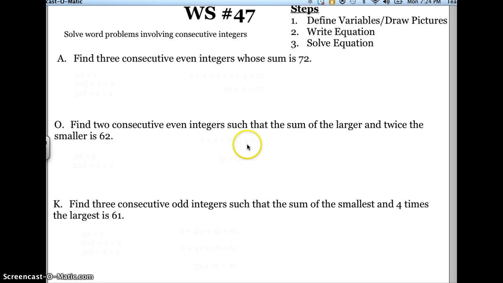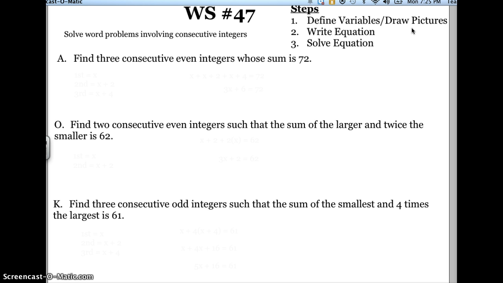The first step is define the variables or draw pictures. And in this case, I don't have to draw pictures, I just have to give definitions or define the variables. After I do that, I write out what the equation says, and then I solve it one step at a time. Now I'm going to take each of these problems till you get to a simple two-step equation. And after you get to the two-step equation, I'm going to expect that you're going to be able to do that from that point. If you're unable to do that, you need to look back at my videos on two-step equations just to make sure that you're able to do those.